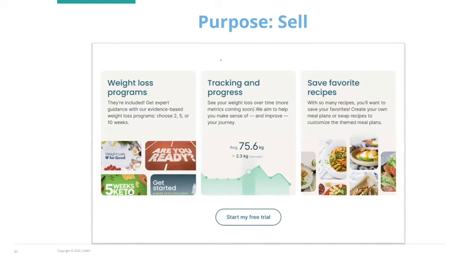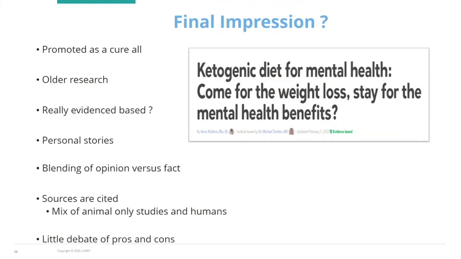And the purpose is for you to sign up so you can do a ketogenic diet. They offer recipes, tracking progress, weight loss programs. But this is not an organization where the intention is to just share information for free. This is an organization that is trying to sell you something. So that is a quick overview of how you can apply the C.R.A.P.P test to this website, Diet Doctor.